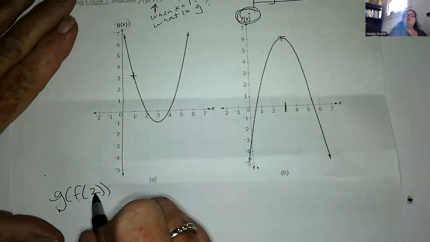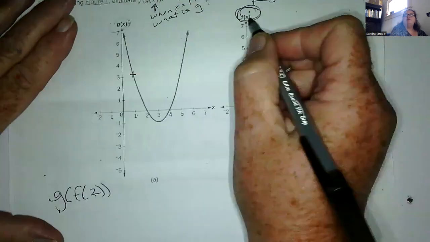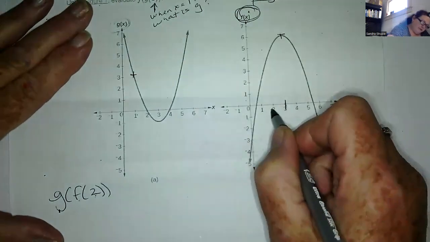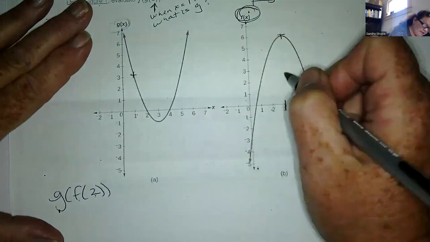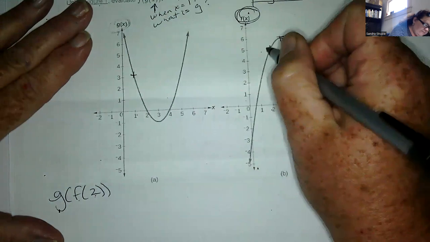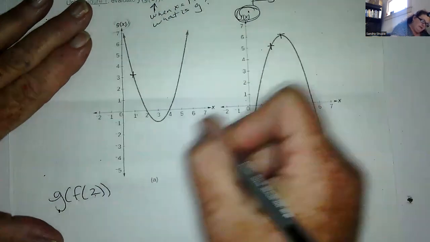I've got f of 2 first. So that means, when x is 2, what is f? All right, so we're looking at the f function now. When x is 2, what is f? So it looks like that's hitting 5. Yep, that looks a lot like 5.